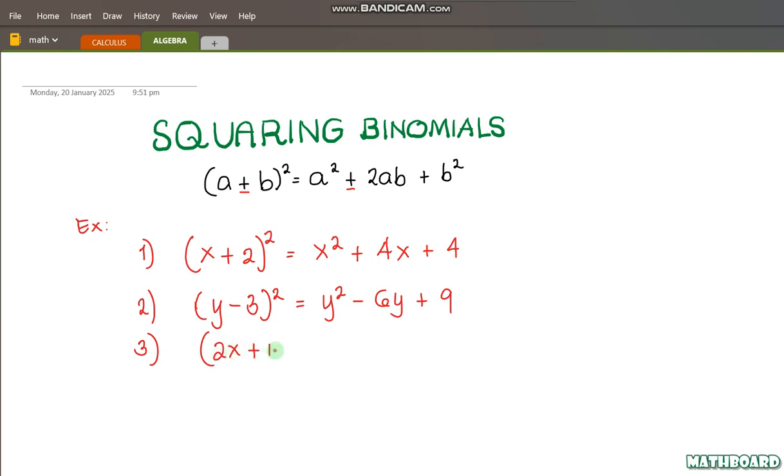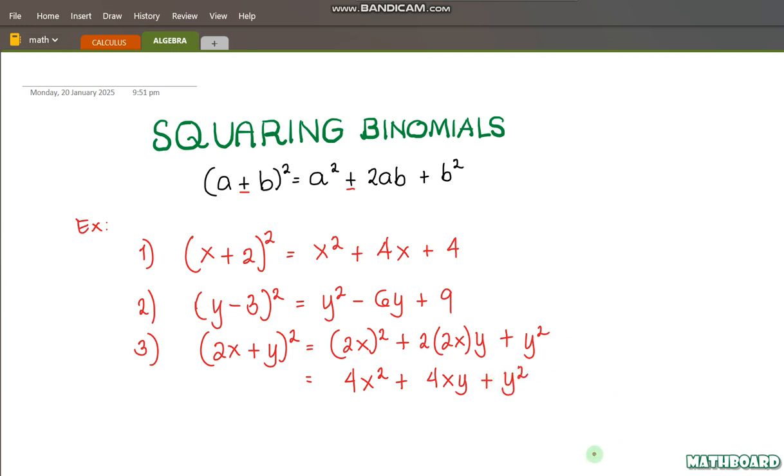So another one. Let's say we have (2x plus y) squared. What is the first step? Square the first. So (2x) raised to 2. Then twice the product. So plus 2 times 2x times y, plus the square of y, y squared. Simplify. What is (2x) quantity squared? 2 squared is 4, x times x, x squared, plus 2 times 2, 4xy, plus y squared.